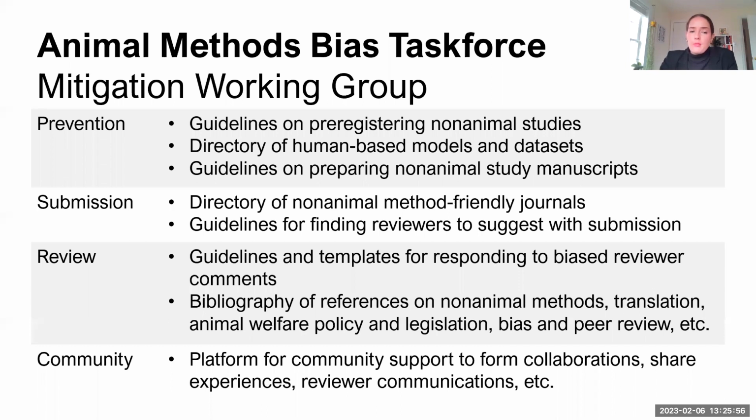And we've also created a bibliography of references on non-animal methods, translation, animal welfare policy and legislation in different regions of the world, bias and peer review, and several other topics. And lastly, we're intending to create a platform for community support for researchers to form collaborations, to share experiences they've had, even maybe to share communications they've had with reviewers and other things.